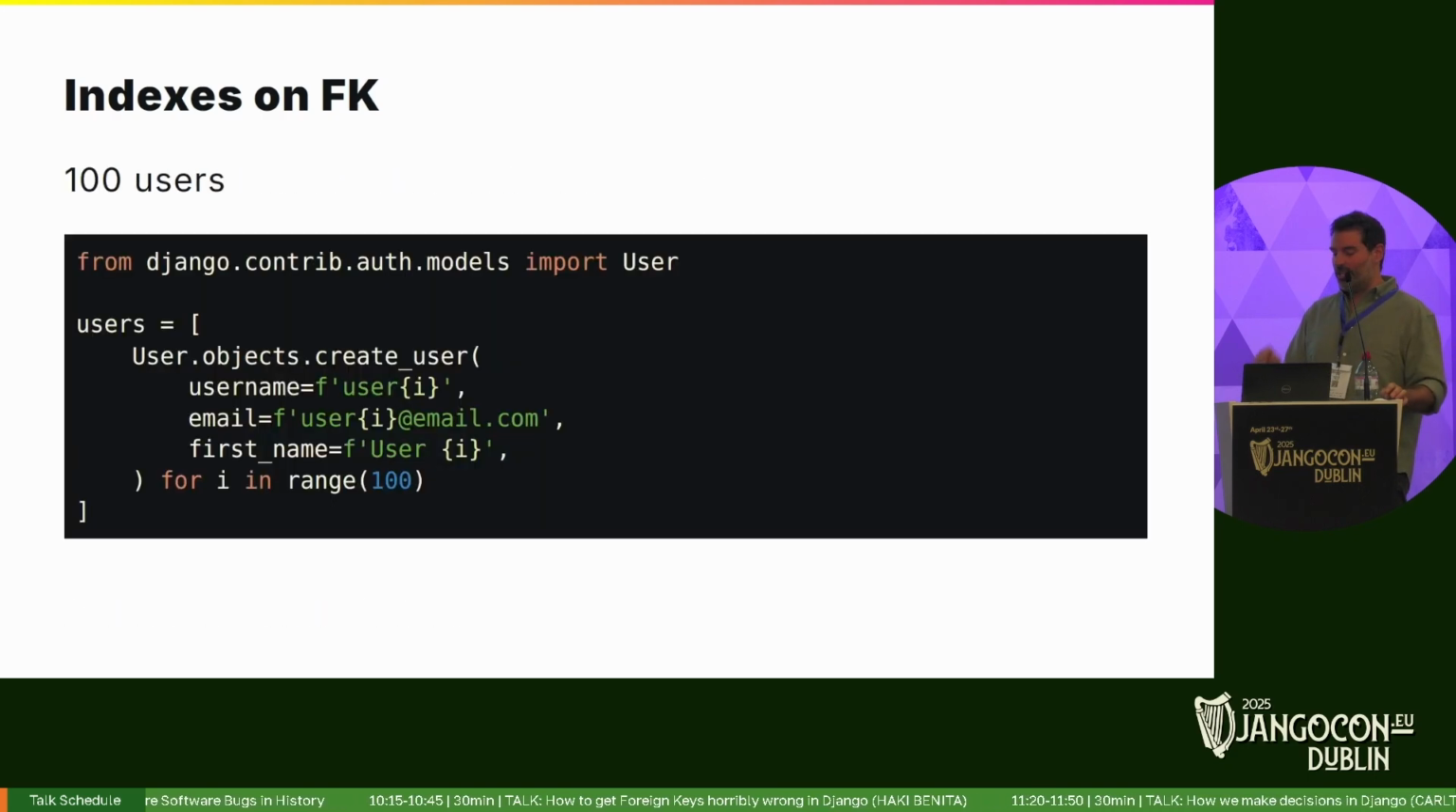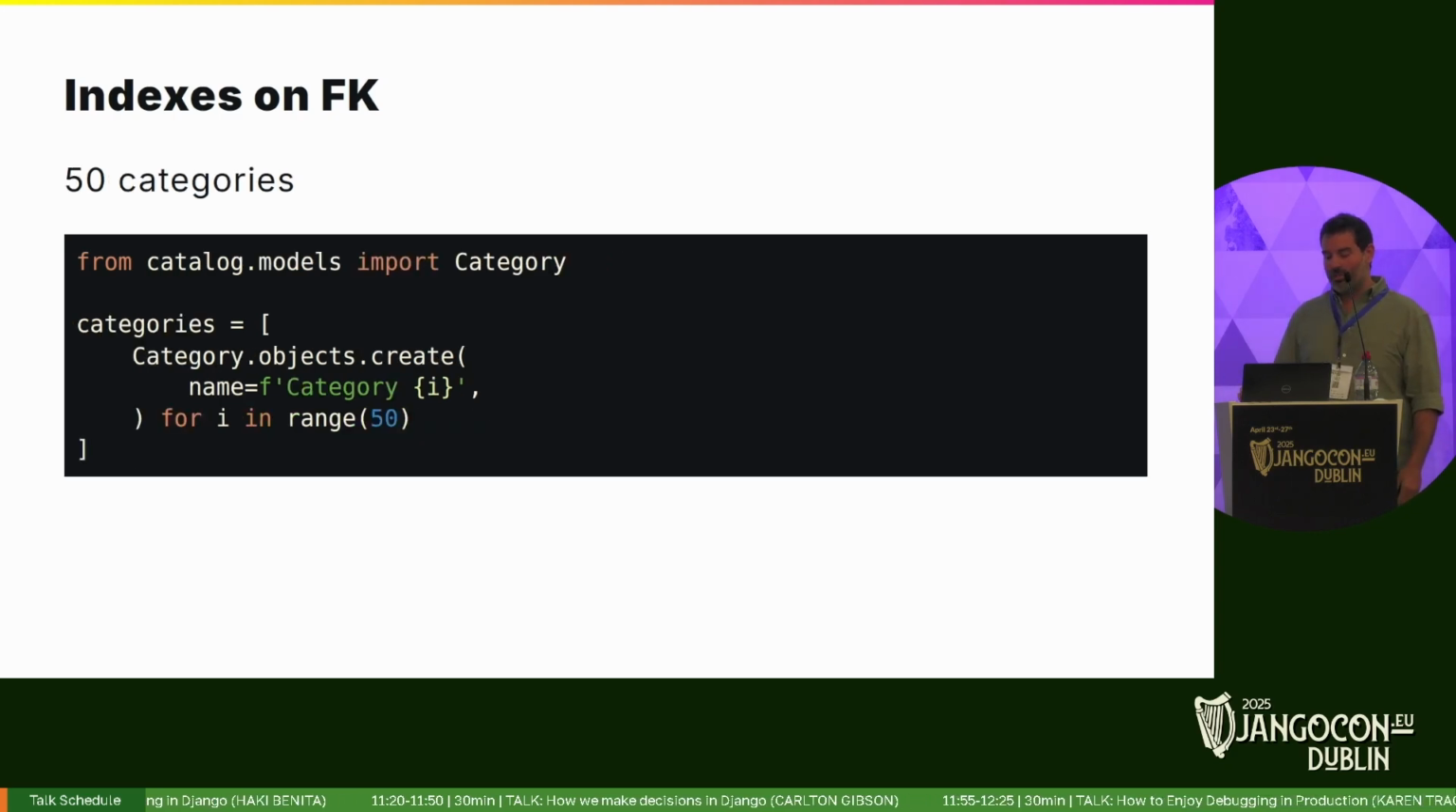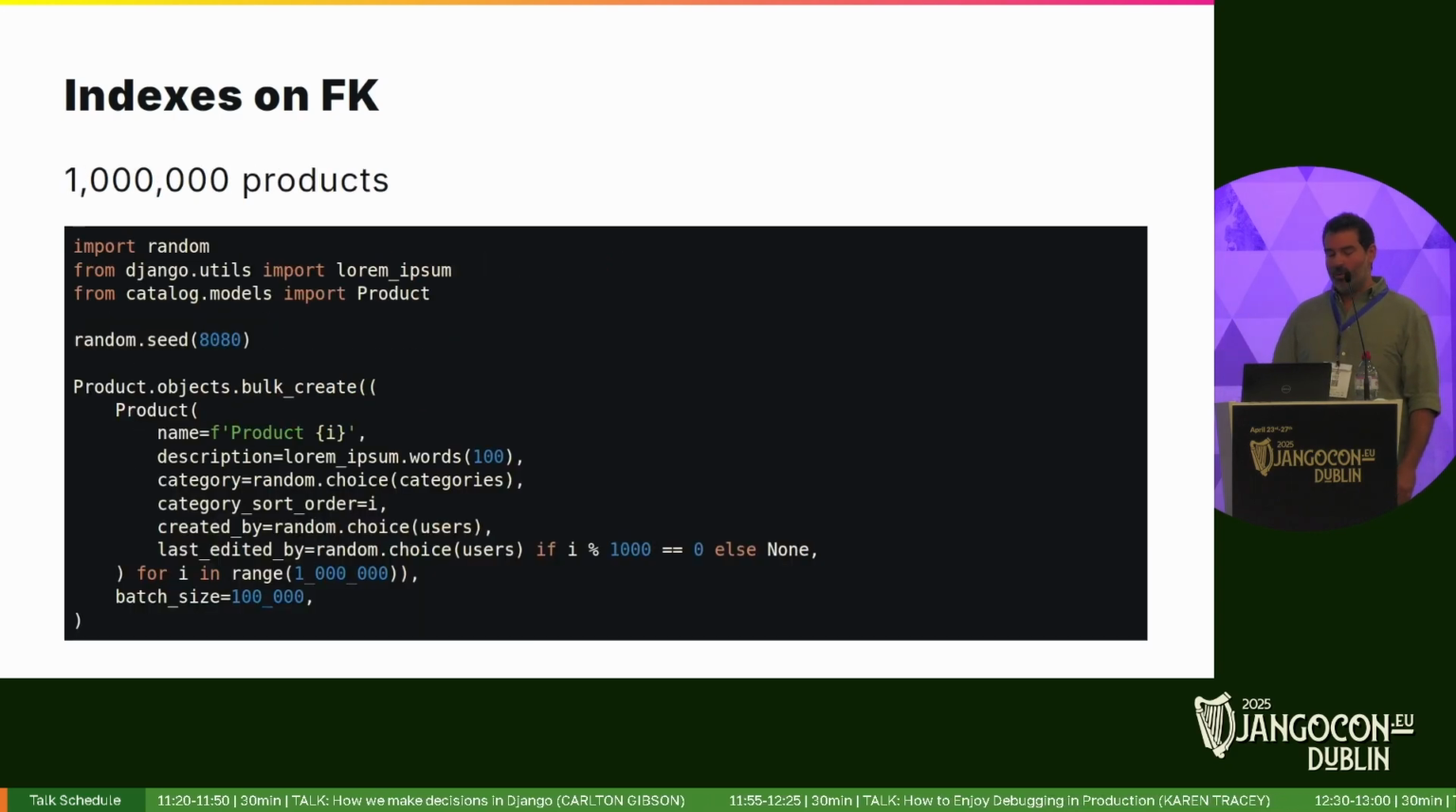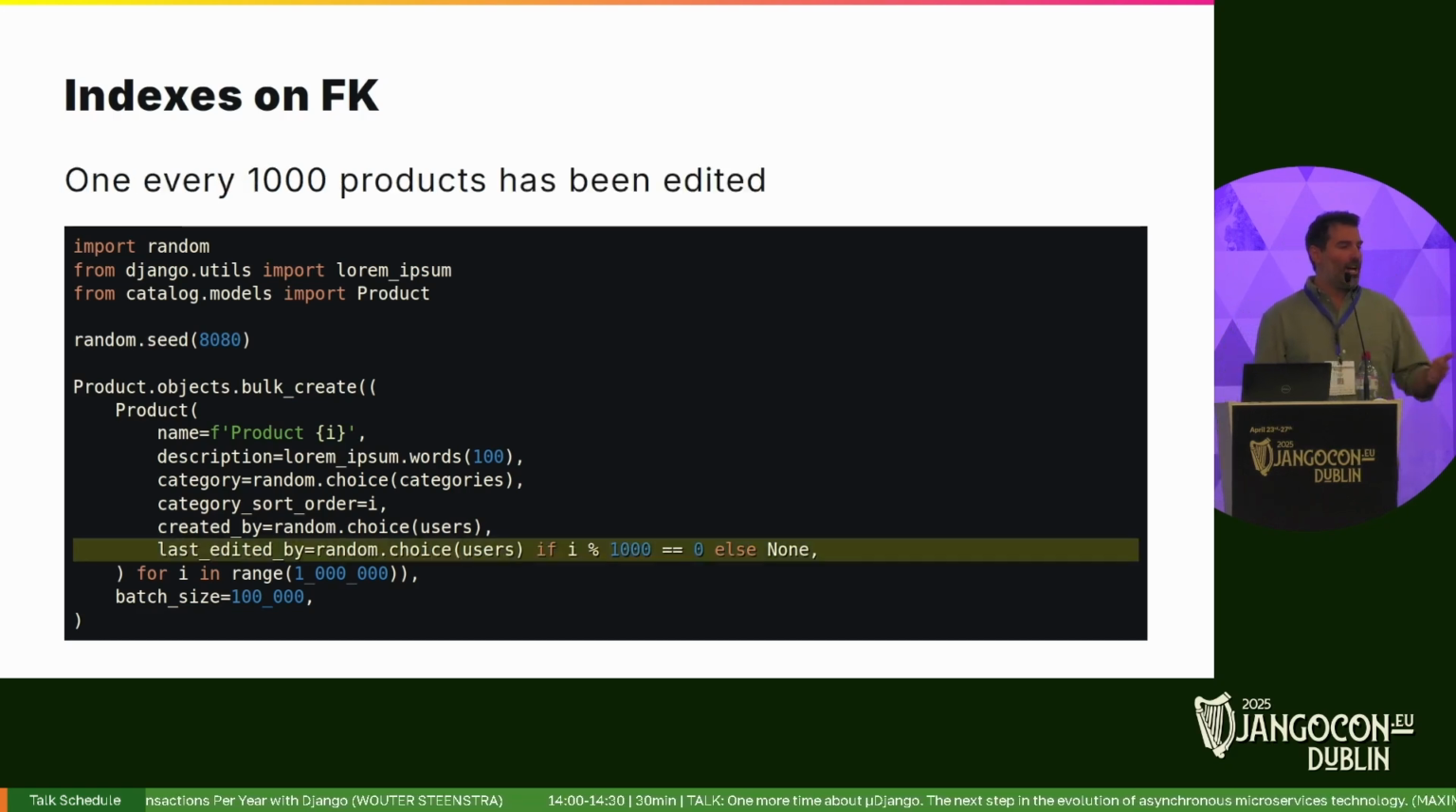Once again, let's see a demonstration. For this demonstration, I'm actually going to add some data to my tables, right? I'm going to create 100 users, 50 categories, and I'm going to add 1 million products. By the way, one cool thing I learned throughout this demonstration is that Django has a lorem ipsum filter, which generates chunks of text. Very useful for stuff like that. If you'll notice, I generate 1 million products, and then one in every 1,000 products has actually been edited, okay? This is to mimic what happens in real life. Most products are not edited, only some of the products are being edited.